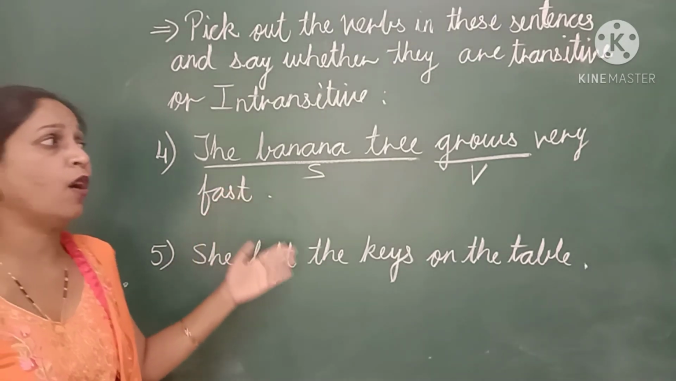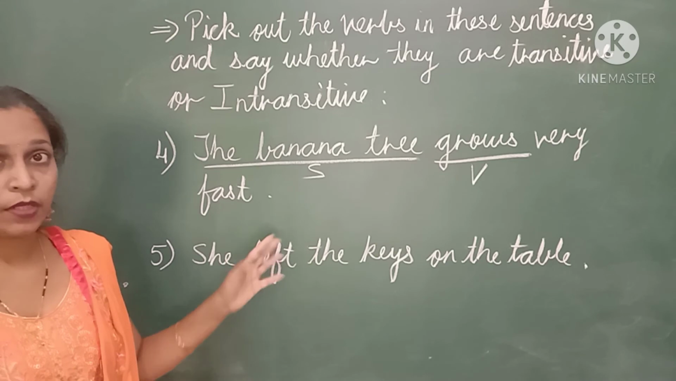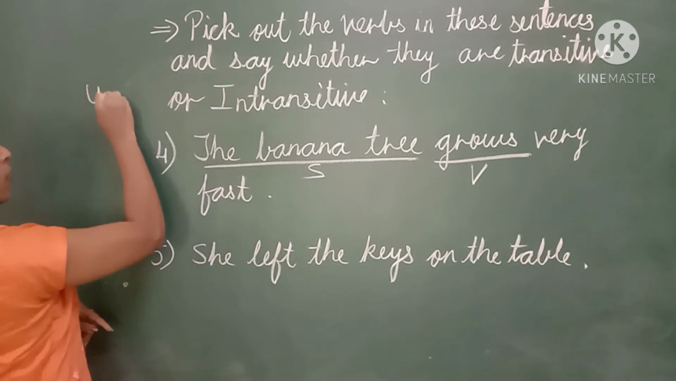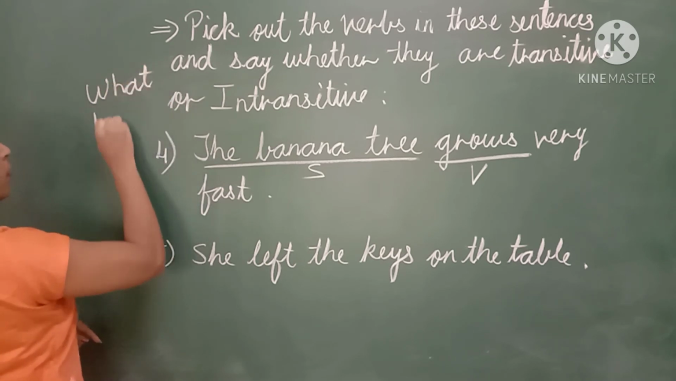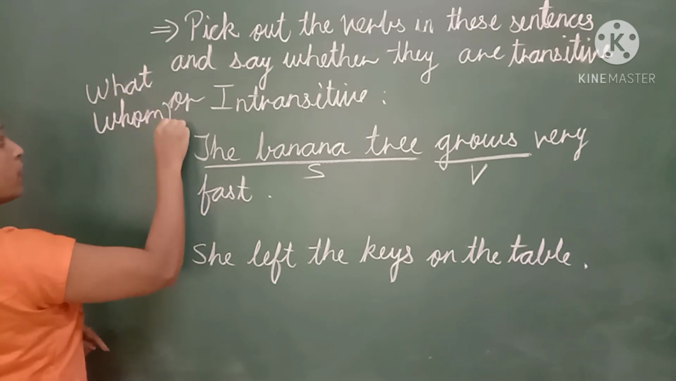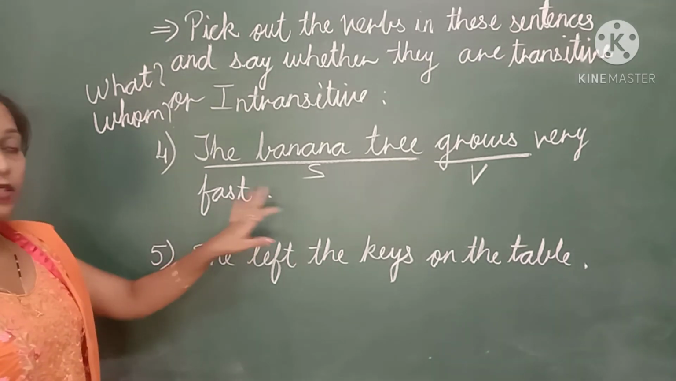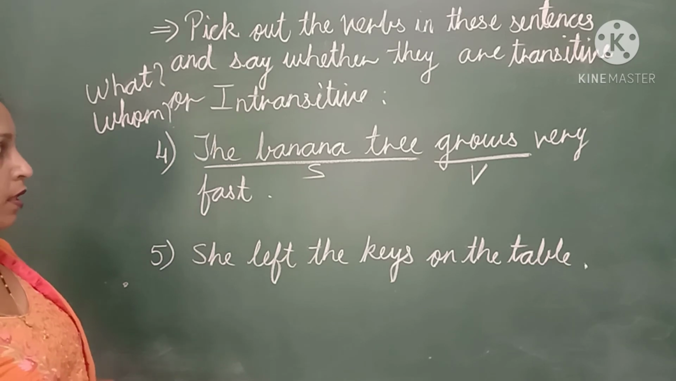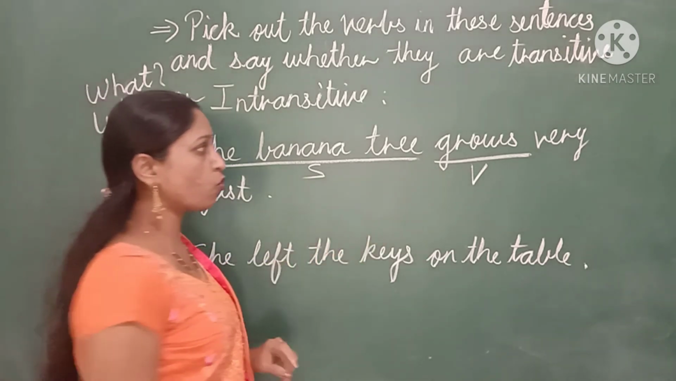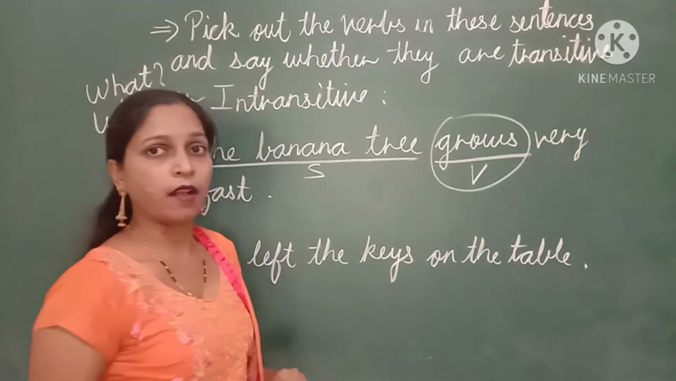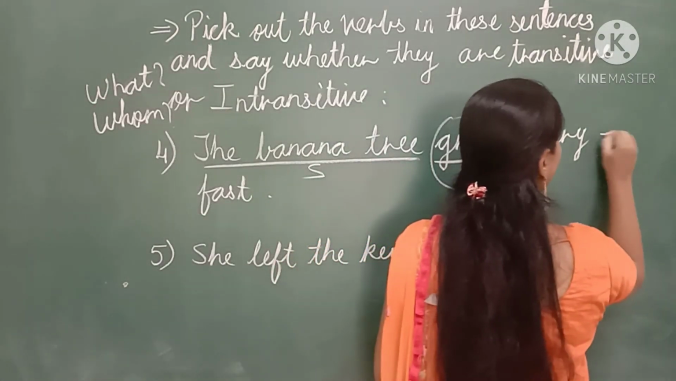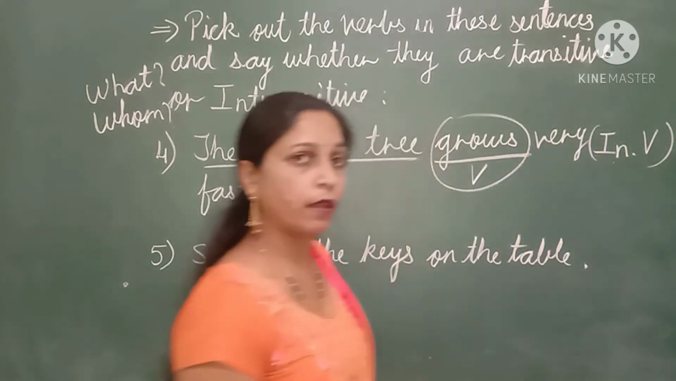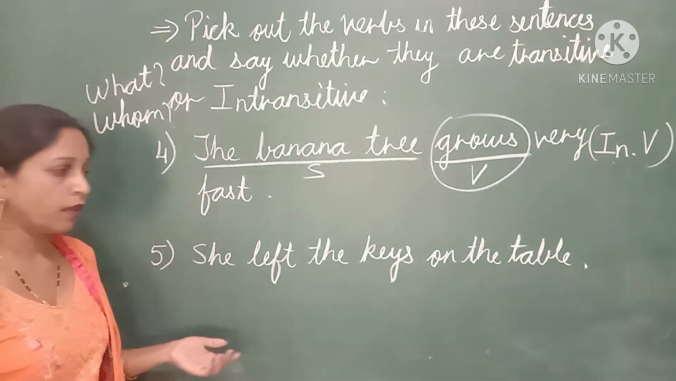Instead we should ask how the banana trees grow, right? But how? With that question we will not get an object. What is the formula? We have to ask the question what or whom. Only these two questions we can ask. So it is not the answer to these two questions. So very fast is not the object of the sentence. Is that clear? So grows over here is our which verb? Yes, it's an intransitive verb. Understood? Now this is the last one.